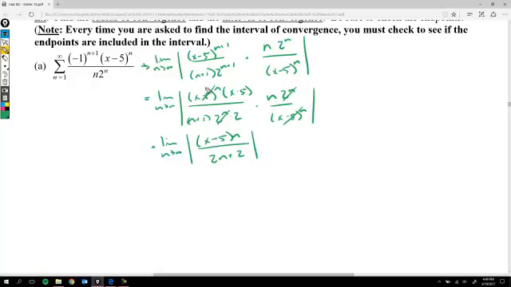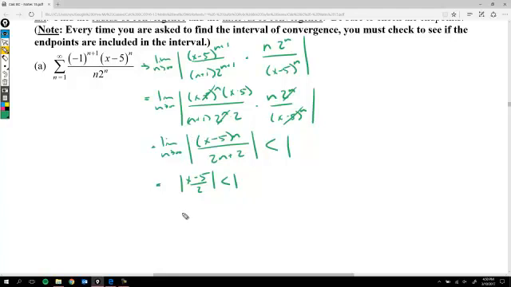So what I want out of the ratio test is I want my limit to be less than 1. If it's less than 1, that means that it converges. So I'm trying to see where this is less than 1. That tells me where it converges. So if I evaluate my limit, that tells me that essentially x minus 5 divided by 2 is less than 1. It has to be less than 1 for this to converge.